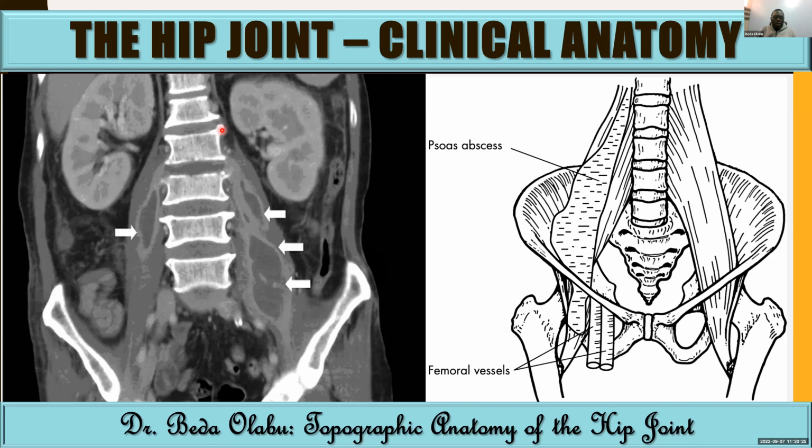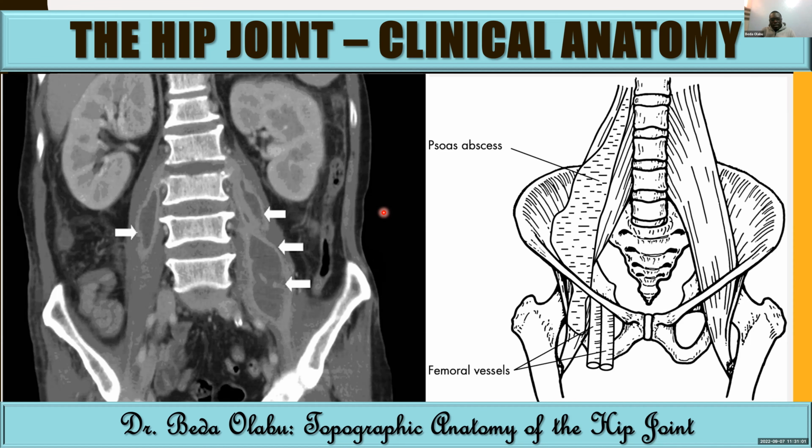The other thing I want to talk about as a clinical aspect, remember that the psoas major arises from the lumbar vertebra anteriorly, and it goes all the way to the lesser trochanter. That's where it inserts. Psoas major is usually covered by a capsule, or fascia, that extends from the lumbar vertebra all the way to its insertion at the lesser trochanter.